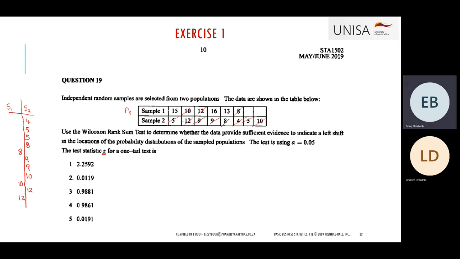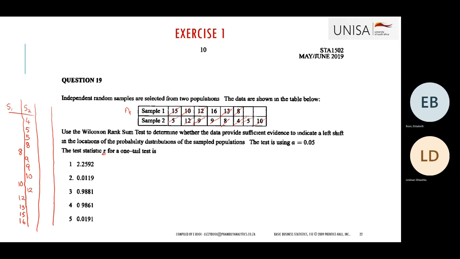What else? 13. 13 on this side. What else? 15. 15. And 16. And 16. So now we need to put some ranks to it. So I'm just gonna do this as well. Rank 1 and rank 2.